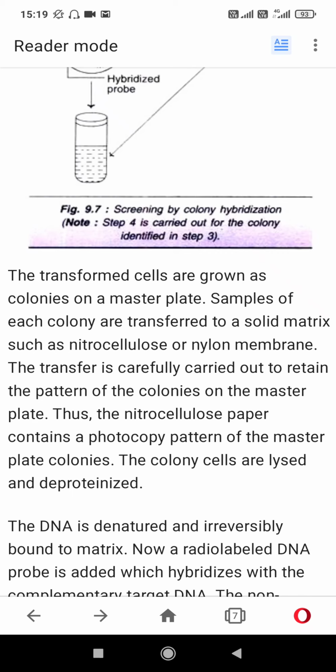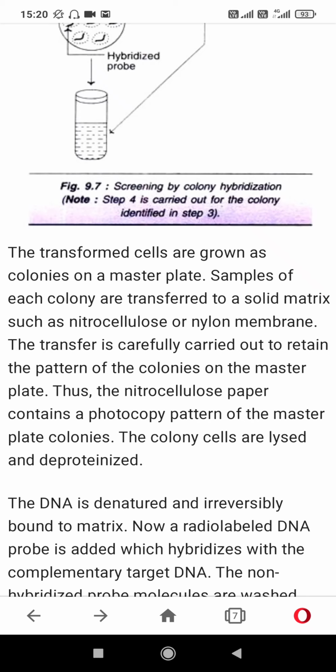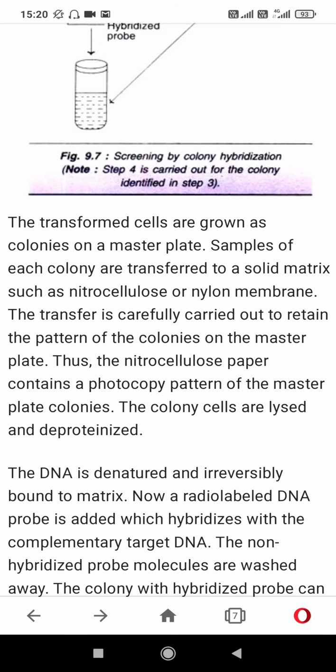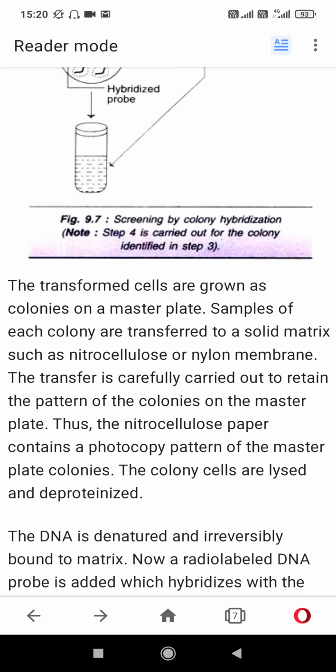Thus the nitrocellulose paper contains the photocopy pattern. Just like a photocopy, we press it with the help of a suitable source and introduce that nitrocellulose paper into a freshly prepared Petri plate containing agar medium, a nutrient medium for the bacterial cells to grow. The colony cells are then lysed and deproteinated. Deproteinize means we remove all the protein parts.